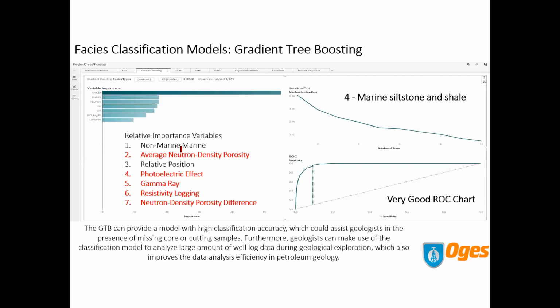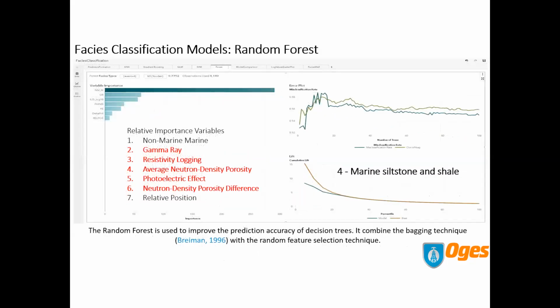And over here, you have the relative importance variables. So this will give you a listing of those variables that have the most statistical impact on predicting the facies based off of a well that we never used to train this particular model. So that is not a bad looking model.